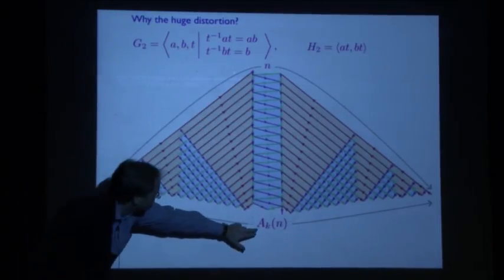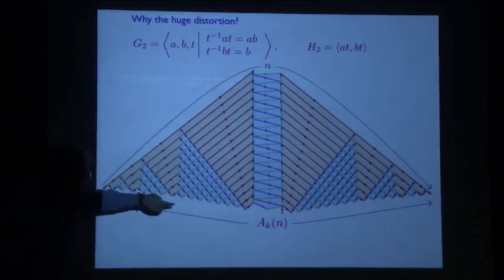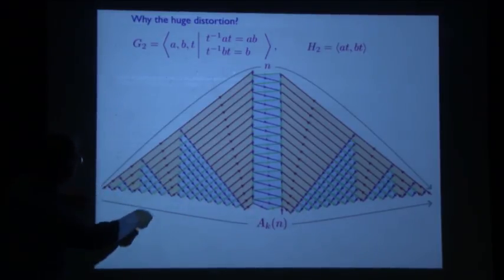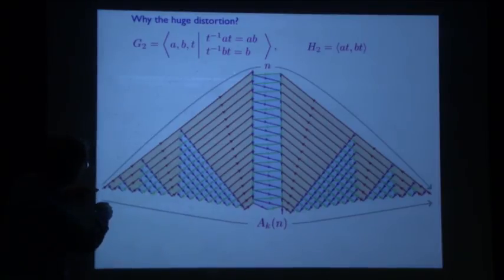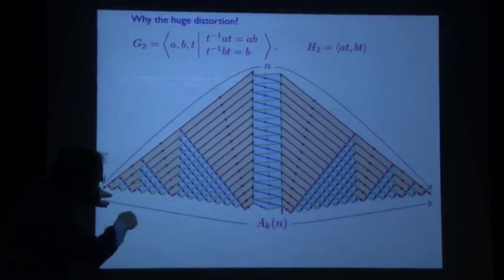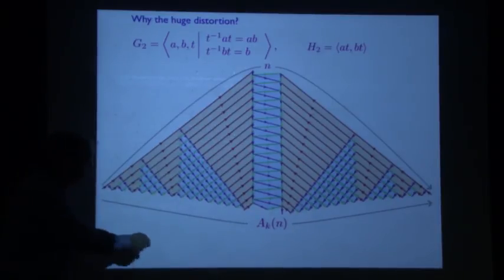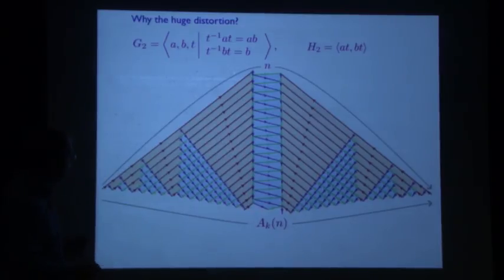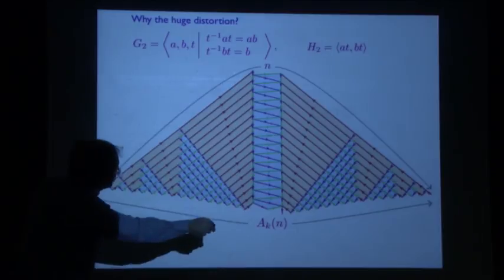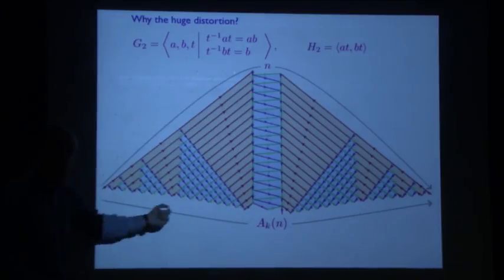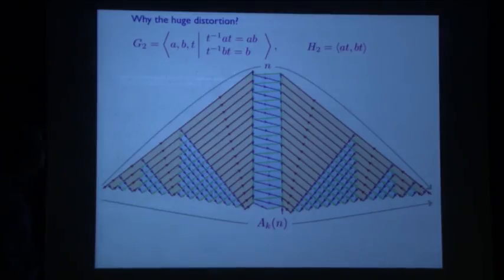It's enormous, and you can't find a shorter word on the generators of the subgroup that represents the same group element. First of all, notice actually this is a reduced word along the bottom on the generators of the subgroup, and I told you that this subgroup is free. I didn't prove that. It's a bit painful to prove, but it's true, and it follows that there's no other word that represents the same group element. So this is why we're saying this is enormous distortion. This is distortion like Ackermann's function.